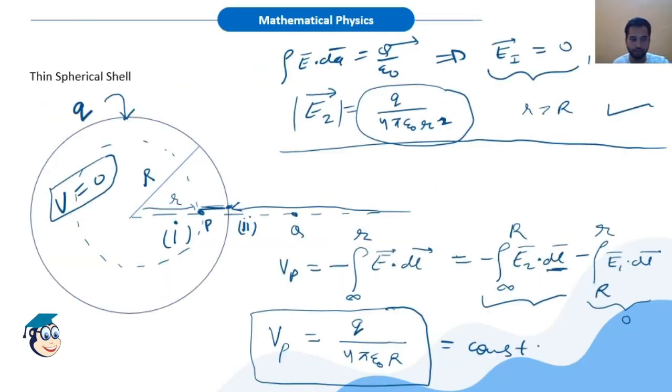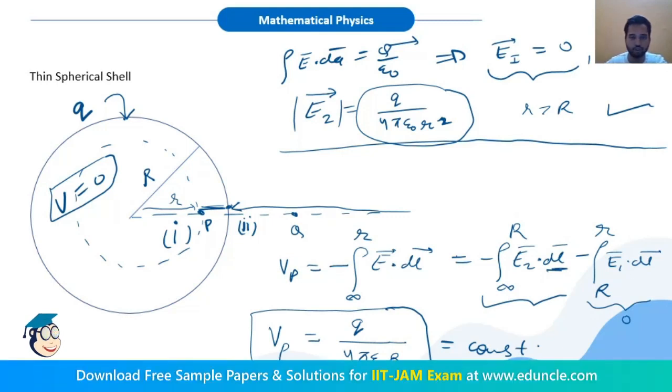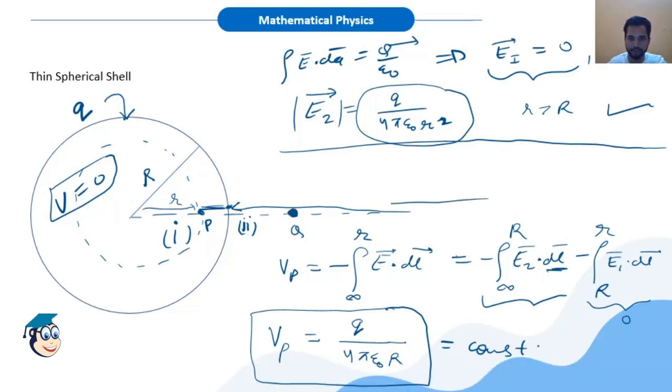Okay. So potential inside a shell is constant. This is equipotential. You can say the inside region is equipotential. Potential is constant. And now let us calculate the potential at point Q. And Q is a point outside. From infinity reaching Q, we will only encounter the electric field E2, not E1. So we don't have to break the integral in this part.